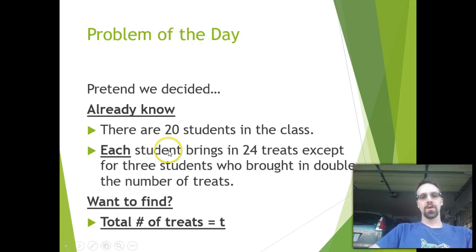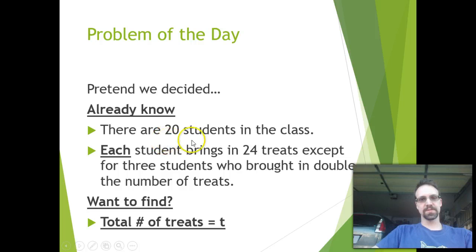We're going to pretend that there are 20 students in each class, and that each student brings in 24 treats, except for the three students who brought in double the number of treats. And we want to find the total number of treats, and we're going to say that that's T.